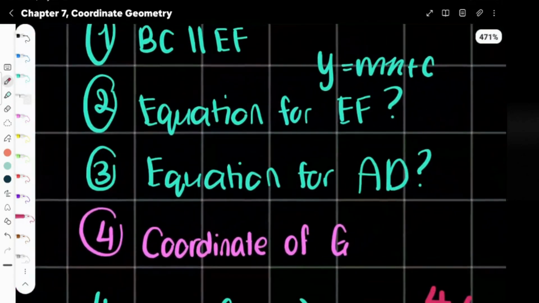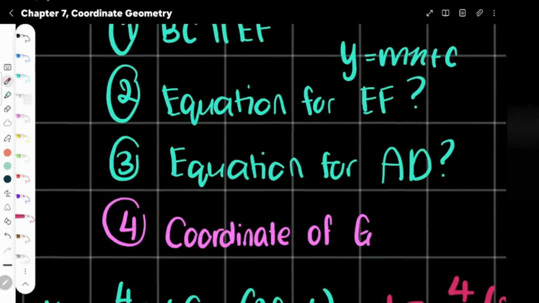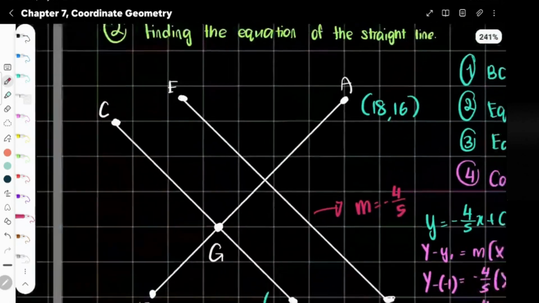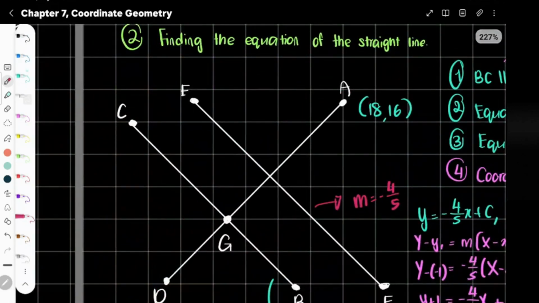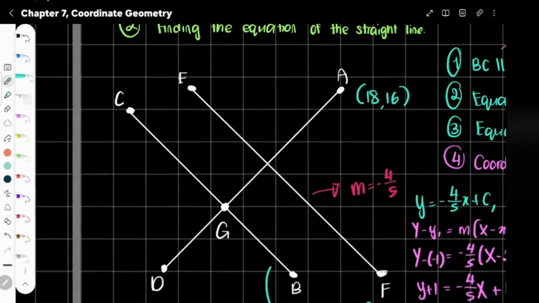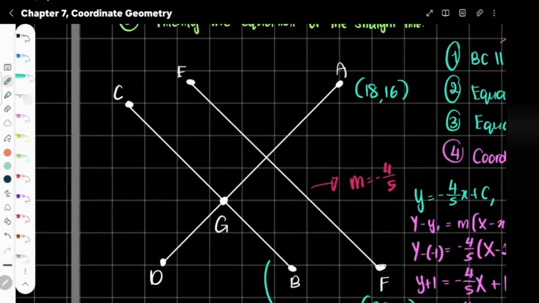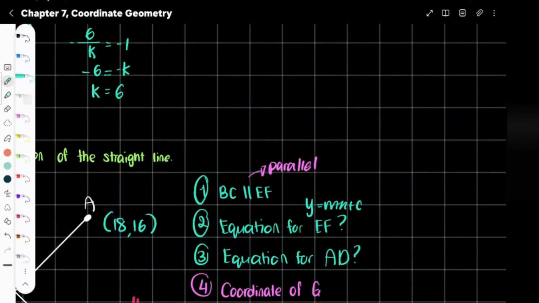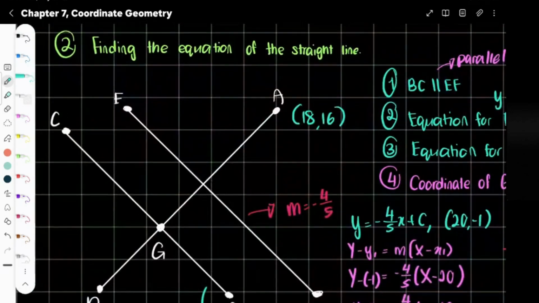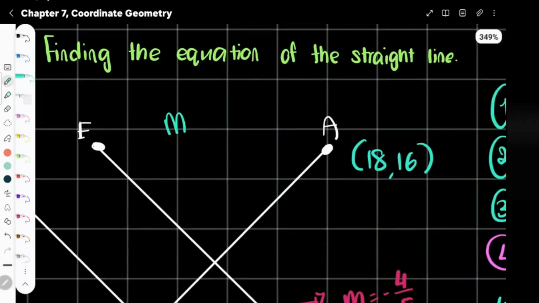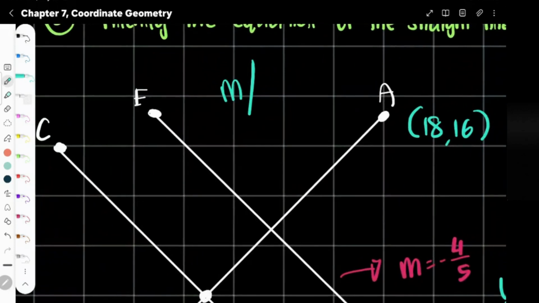Question number 3. Equation for AD. Where's AD? Yes, AD is this one here. So first of all, whenever you see this question, you have to first know the chapter. This chapter is coordinate geometry. What is involved? The main thing you have to focus on is the gradient, or the ratio. But is this about ratio? No, they do not give you a ratio. So this is about gradient.